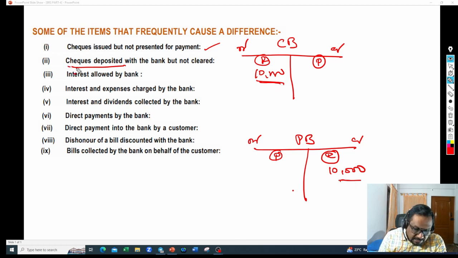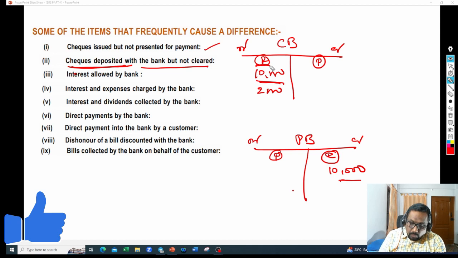Now we are checking: checks deposited with the bank but not cleared. We, in the sense the business, deposited the checks. What are those checks? Our customers would have given them to us. They are receipts for us, right? So those receipts are deposited into the bank. When we deposit, it is a receipt. So we deposited 2,000 worth of checks in the bank. Where do we record? We record on the receipt side, because it is a receipt deposit. We deposited and immediately we recorded this 2,000.